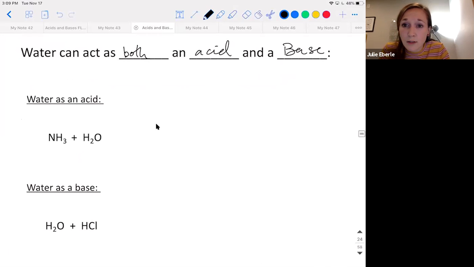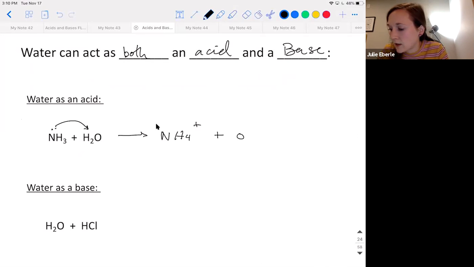So if water's in the presence of a base, it's going to act like an acid. And what we're going to get here is, it's going to give away a hydrogen, and the nitrogen on here is going to grab a hydrogen, and we've seen this several times now. It's going to make ammonium ion, and you're going to have OH minus left over. There is the conjugate base.